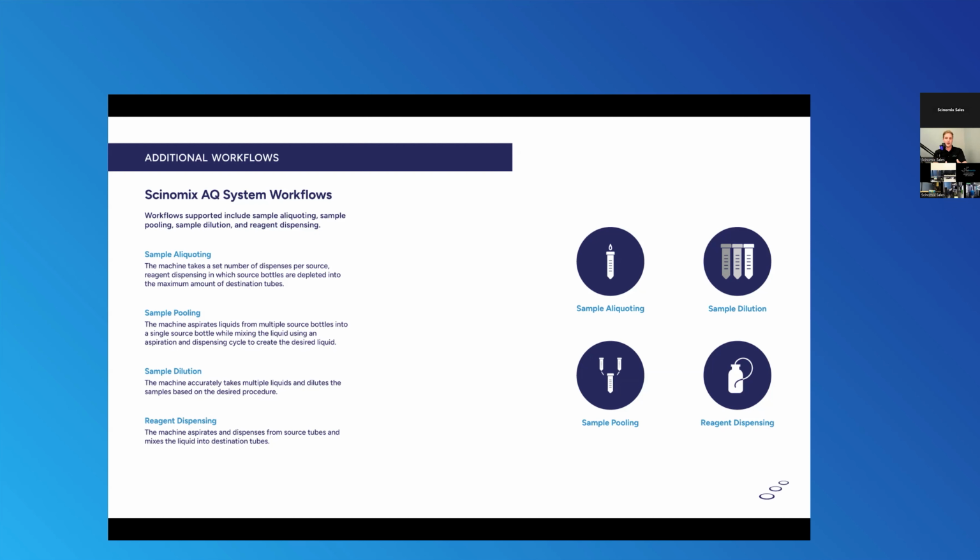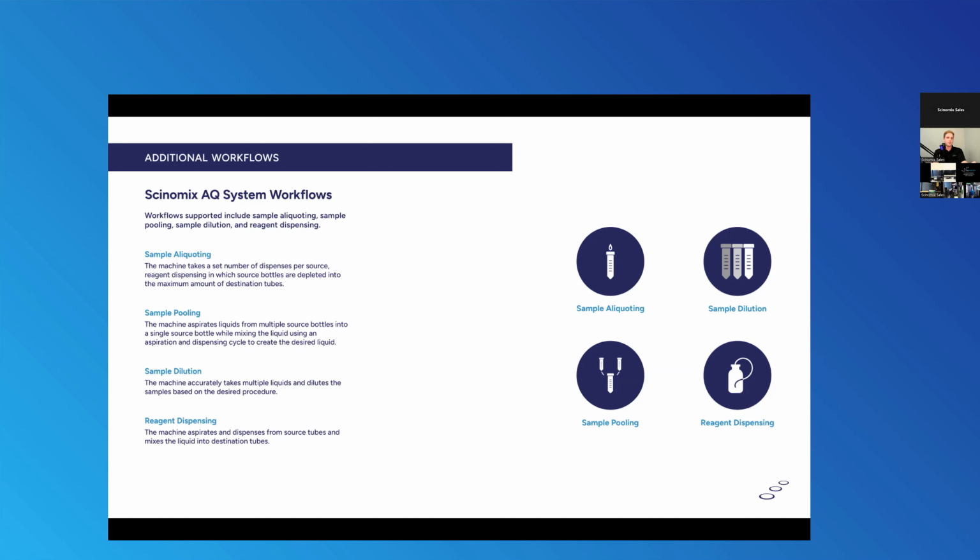And then reagent dispensing. So reagent dispensing is essentially the exact opposite of sample aliquoting. In reagent dispensing, what we're aiming to do here is deplete all of the source liquid and have all of the source liquid move from a source tube to however many destination tubes that amount of liquid can create. So at the end of this workflow, what you're returned with is empty source tubes and however many full destination tubes it can create out of those source liquids.